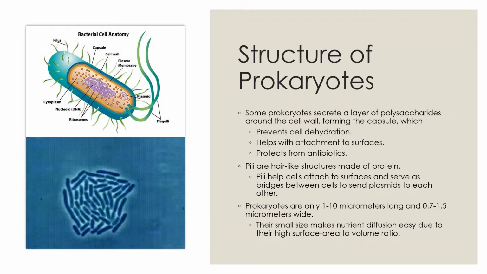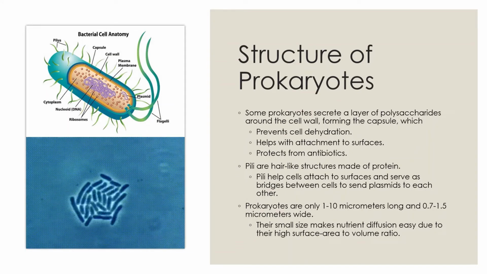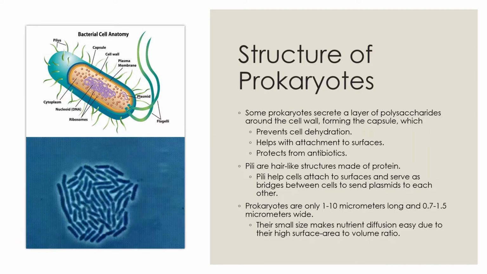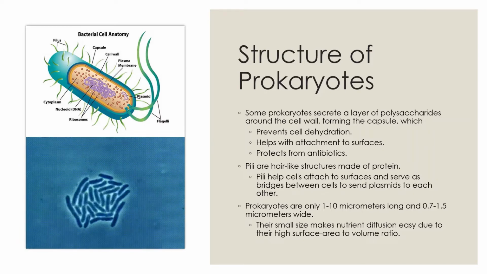Okay, more about the structure of prokaryotes. Some prokaryotes secrete a layer of polysaccharides around the cell wall, forming the capsule, which prevents cell dehydration, helps with attachment to surfaces, and protects from antibiotics.